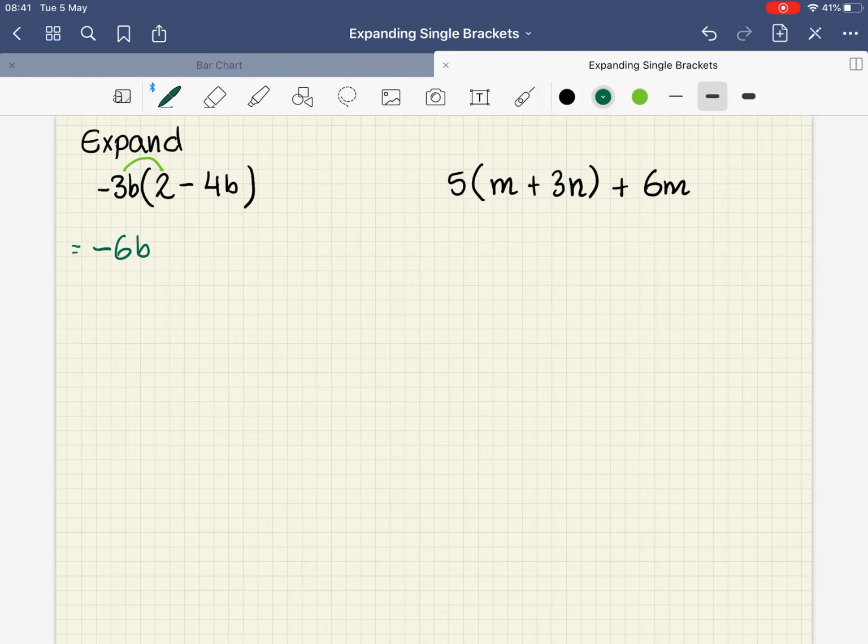And then I've got negative 3b times negative 4b. Well, here I've got a double negative, so that's going to make a positive. Then 3 times 4 is going to give us 12. And then I've got that b and the b, so b times b, so that's going to be b squared.